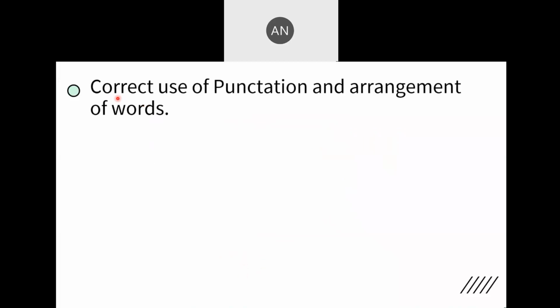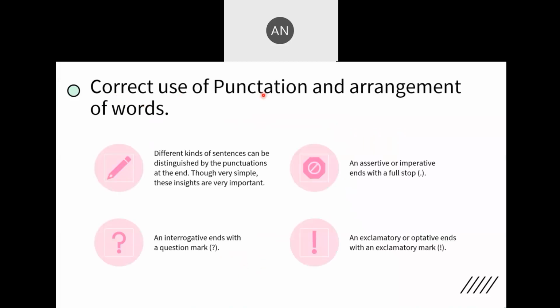Correct use of punctuation and arrangement of words. These are very much required because of jumbled sentences, errors and omissions. While teaching class ninth, the topic may seem silly, but usually cadets or students go wrong here only.